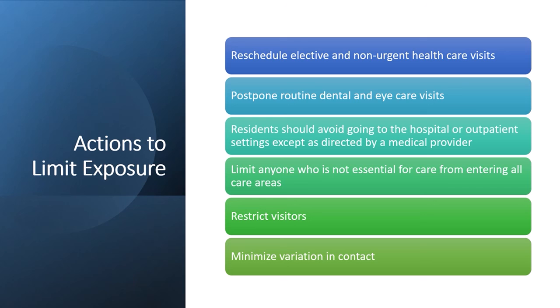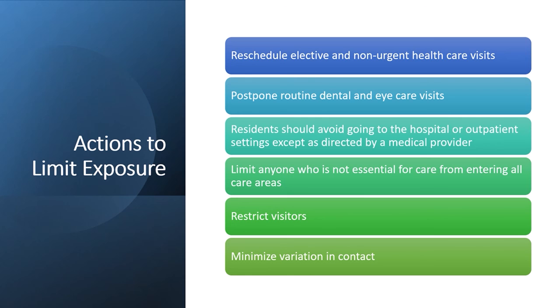So what are some actions to limit the exposure? Some of the following actions can promote safety for residents' well-being, as well as preserve personal protective equipment and supplies, and expand the available hospital capacity. So reschedule the elective non-urgent healthcare visits, and we talked a little bit about that before. Postpone routine dental and eye care visits. Residents should avoid going to the hospital or outpatient care settings, such as urgent care, except as directed by a medical provider.